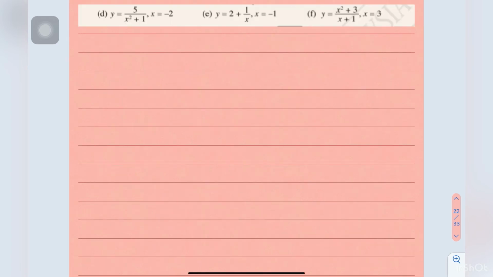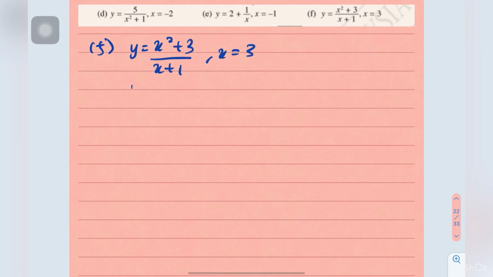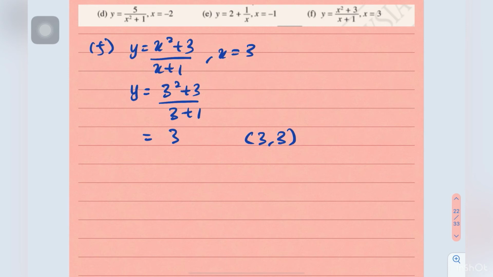Okay, for question F, we have y equals x squared plus 3 over x plus 1, x equals 3. Find y first. So 3 squared plus 3 over 3 plus 1. Okay, so 9 plus 3 is 12 over 4, which is 3. So the coordinate is 3, 3. Find equation of tangent and normal.